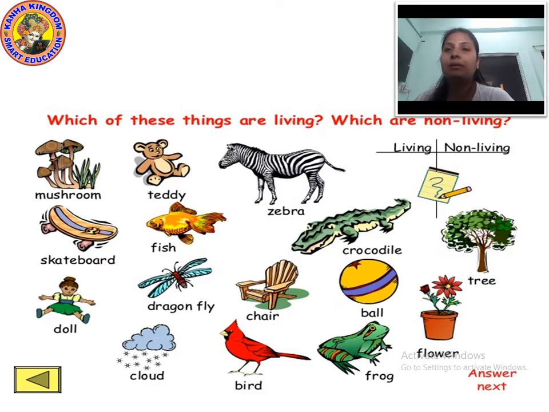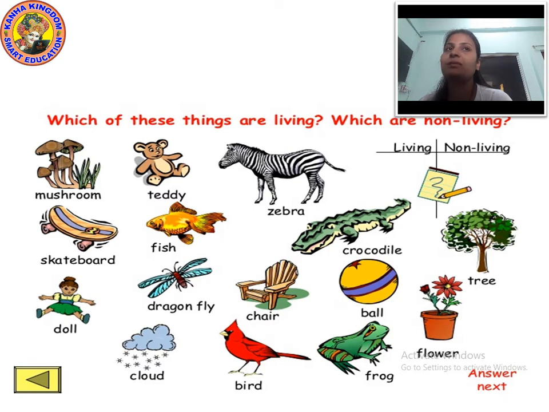Now we have learned what are living things and what are non-living things. Non-living things are also of two types: man-made non-living things and natural non-living things. Like water, man cannot make water. Water is a natural thing, but it is a non-living thing.